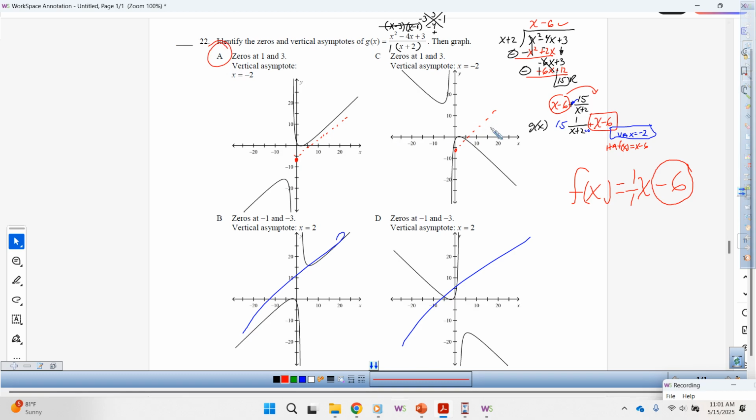Why not this one, Mr. Q? Because the asymptote cannot touch the graph. And notice here the asymptote is crossing the graph. Bless you.